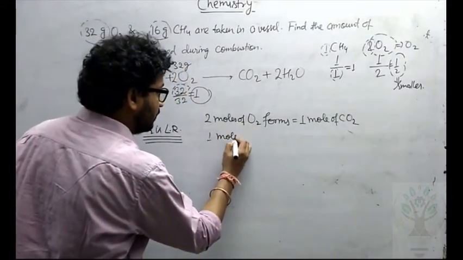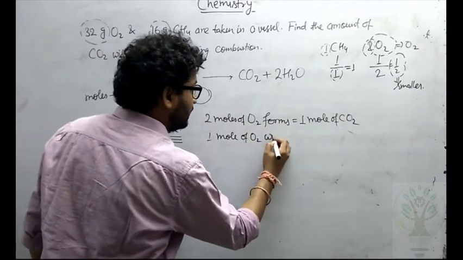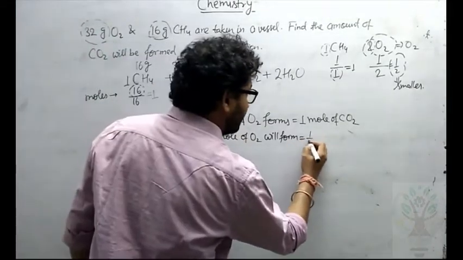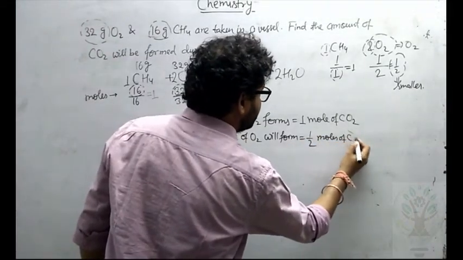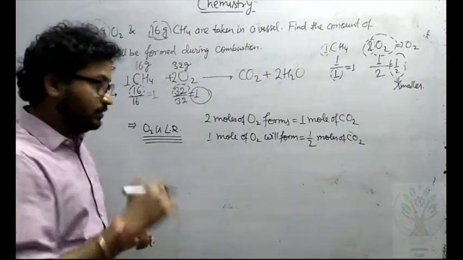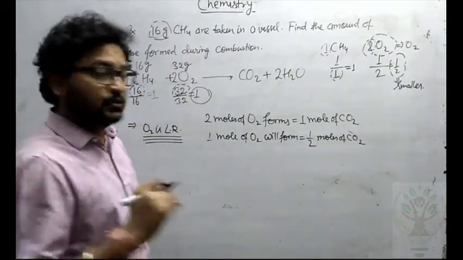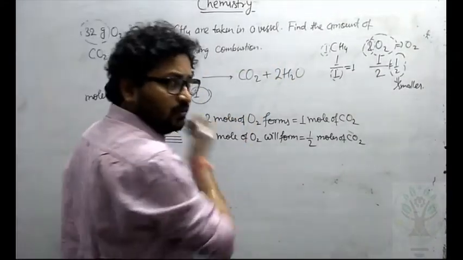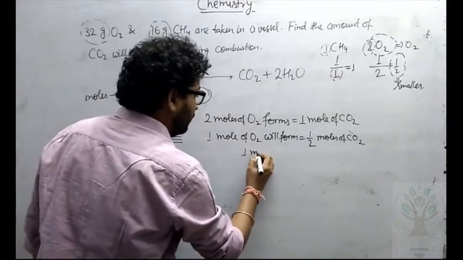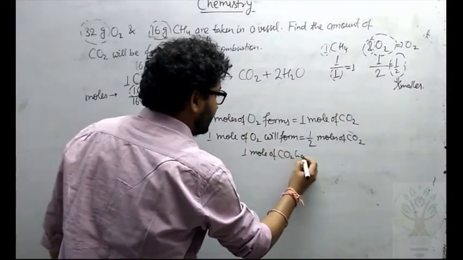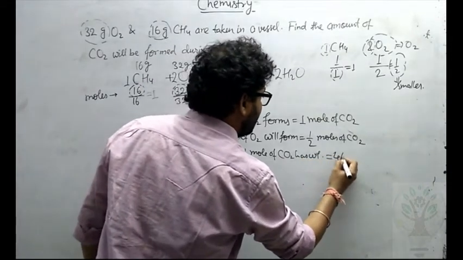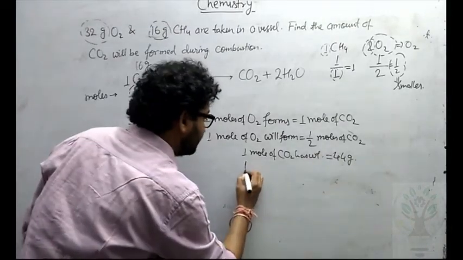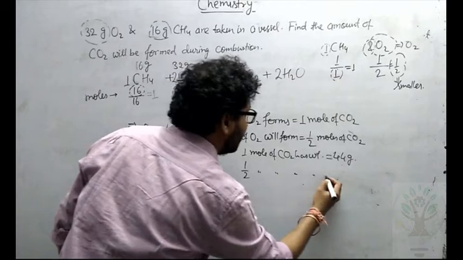So 1 mole of O2 will form, tell me how many moles of CO2? 1 upon 2 moles of CO2. Can you see this thing? Good. But they did not ask us the moles of CO2. They asked us about the amount of CO2, so let's tell them the amount in gram. Do you know the weight of 1 mole of CO2? 1 mole of CO2 has weight equal to 44 gram.